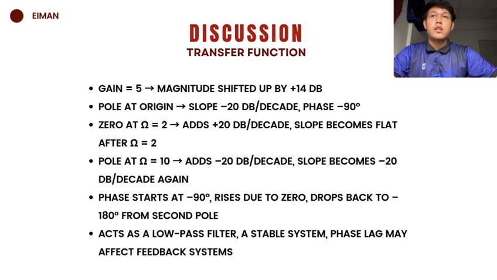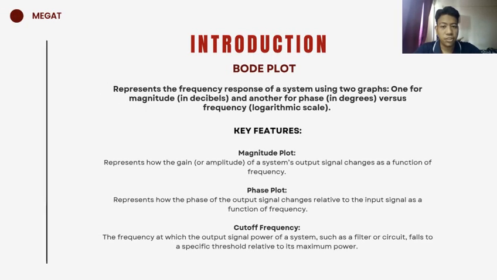So that's all, the summary of the key points of the system from its Bode plot. Now for the introduction to the Bode plot. It represents the frequency response of a system using two graphs, one for magnitude in decibels and another for phase in degrees versus frequency on a logarithmic scale. Its key feature is first the magnitude plot, which represents how the gain or amplitude of a system's output signal changes as a function of frequency.